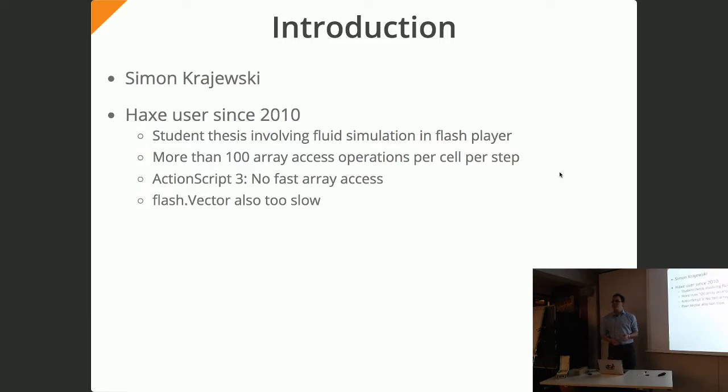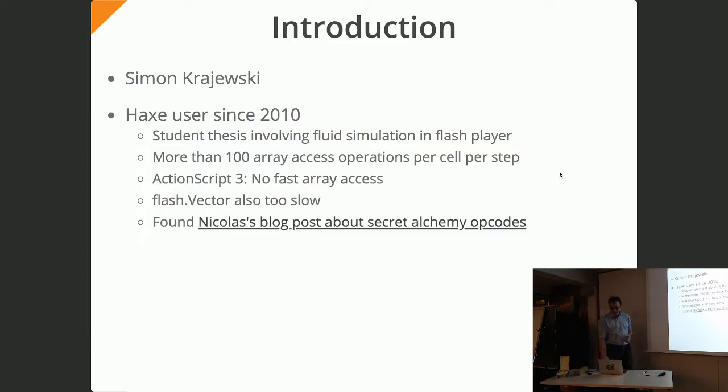And I tried using Flash vector, and it was promised to be, well, faster than array, and I think it is in some instances, but it definitely wasn't fast enough for my use case. And I somehow came across this blog post from Nicola where he talks about some secret alchemy opcodes, which sounds really cool. But at the time, Adobe had this alchemy thing, and it turned out in the Flash player were some opcodes which were not usable from ActionScript 3, actually. They were just there. And Nicola, working on Haxe, figured, well, we can just target these opcodes and use them.